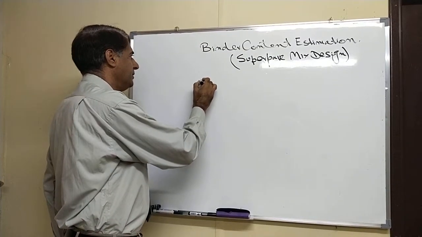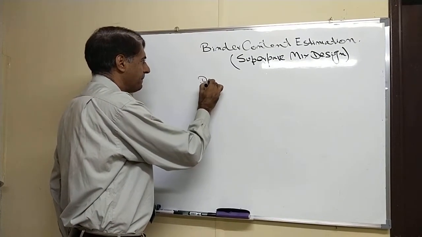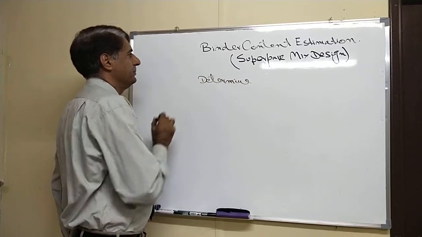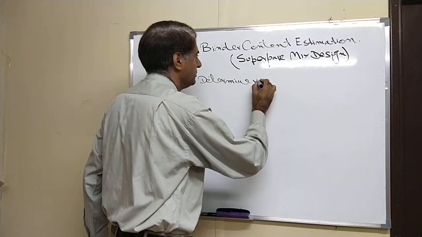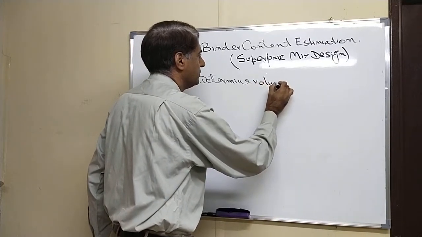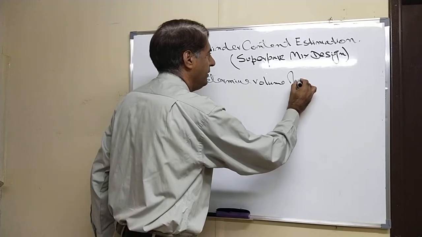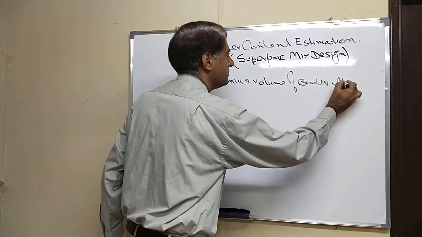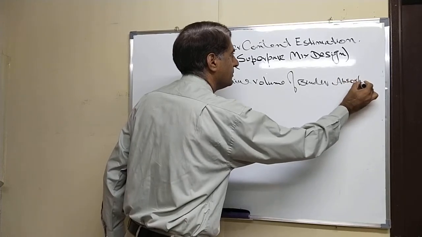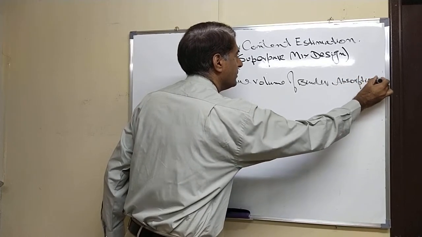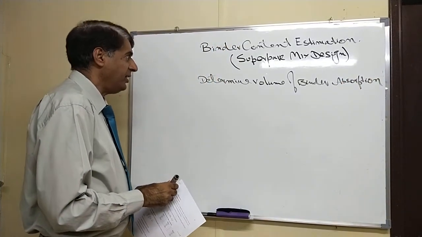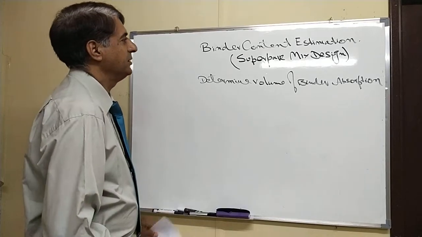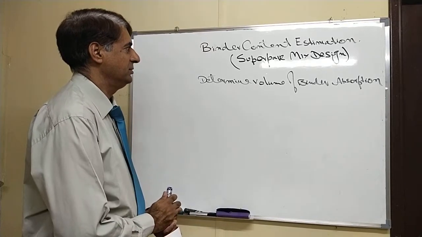Now, first of all, we will determine the binder absorption volume. Binder absorption. Clear this determination of the volume of the binder absorption. For this case, we will use some equation.